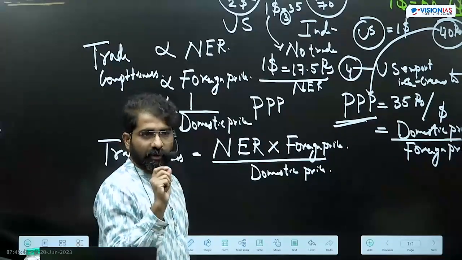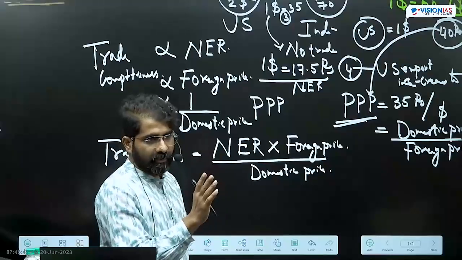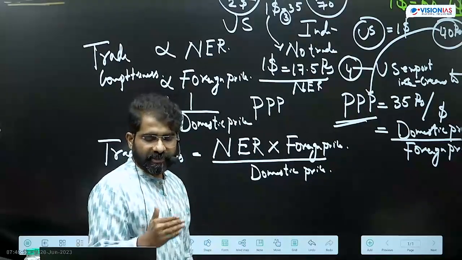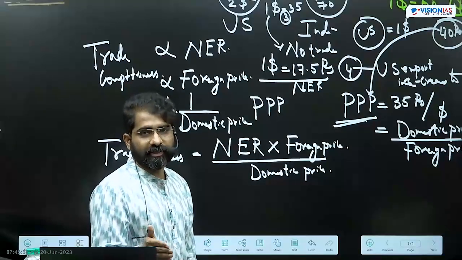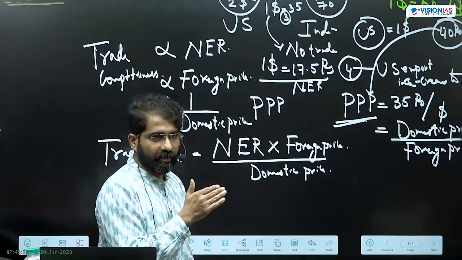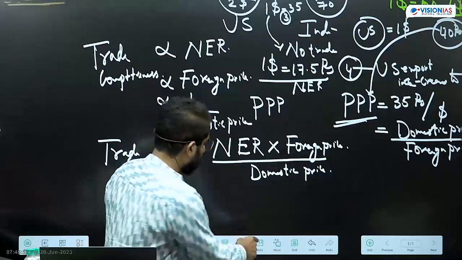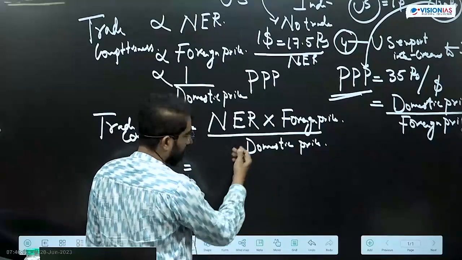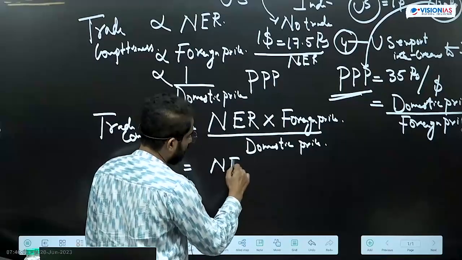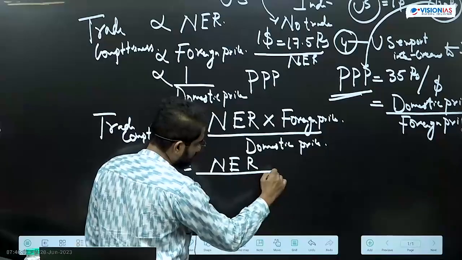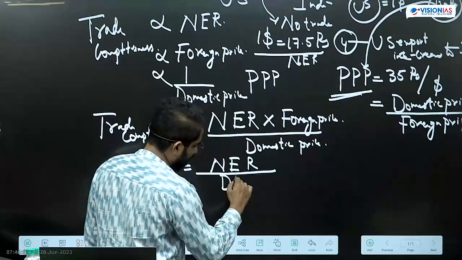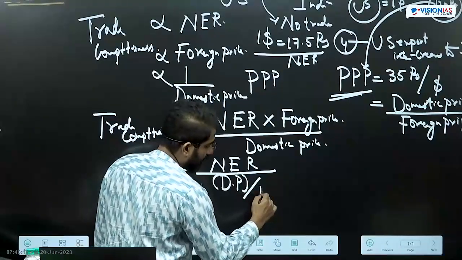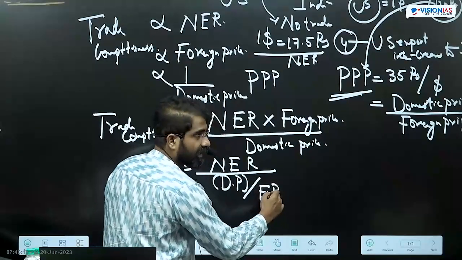First we discussed nominal exchange rate, demand and supply, and then we used the PPP exchange rate. What is the PPP exchange rate? Domestic price to foreign price. Is that okay? So here I can write this trade competitiveness as NER divided by the domestic price of ice cream in India over the foreign price of ice cream. Can I write it that way?